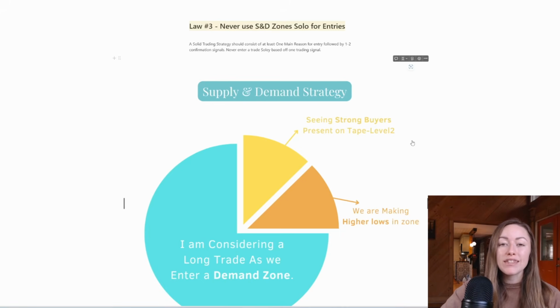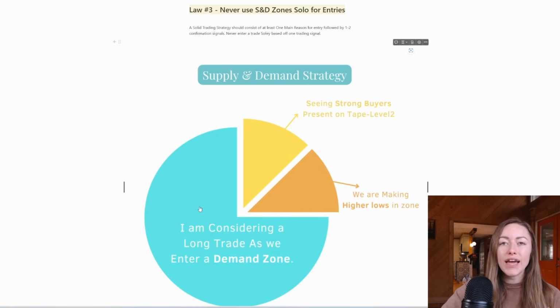So I'll give you guys an example of what my thought process would look like if I was using a supply and demand strategy. Okay, so take this little circle chart here. If I am using supply and demand as my main reason for entry, that is going to be a large part of this circle. So I am considering a long trade as we enter a demand zone. That would be my thought process based off me using supply and demand.